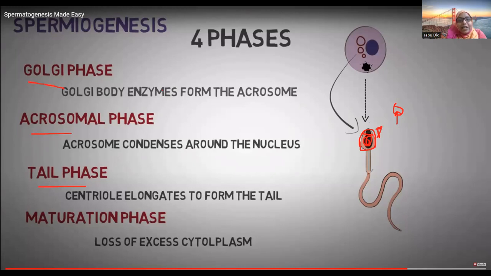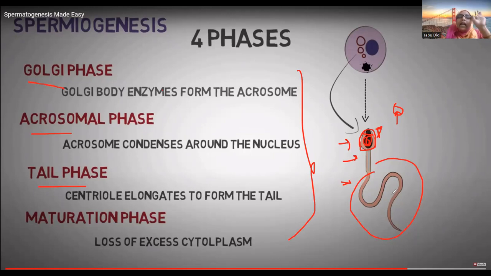And then the tail has to be formed, has to be matured. So these are the maturation steps. You don't need to remember this much detail. You just have to know the regions, that is the head, the middle piece and the tail. When the tail is also present, matured, fully developed, then this form will now become functional. Functional means ready to fertilize.